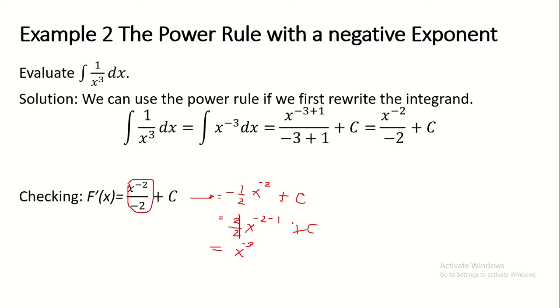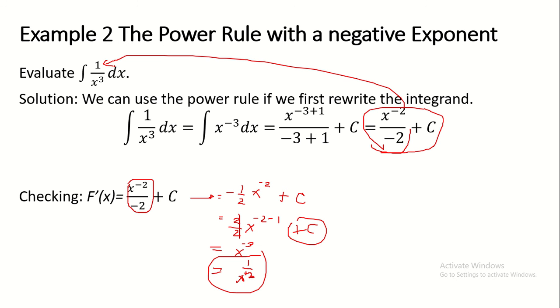And of course, the derivative of a constant will be 0. So we have now x raised to negative 3. And to avoid the negative exponent, we will write that as a fraction, wherein 1 is the numerator and x raised to negative 3 will be written in the denominator without the negative exponent. So, ang sagot natin, 1 over x cubed. So, this proves that x raised to negative 2 divided by 2 plus c is an antiderivative of 1 over x cubed.